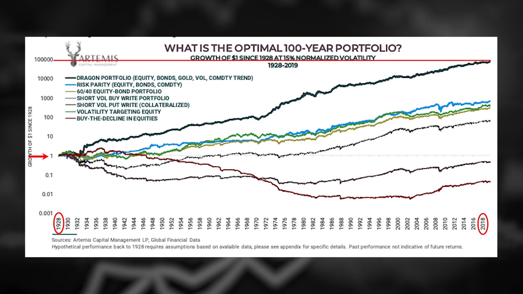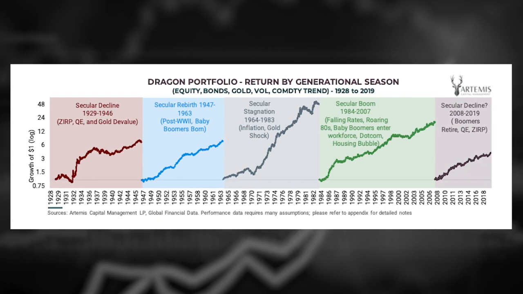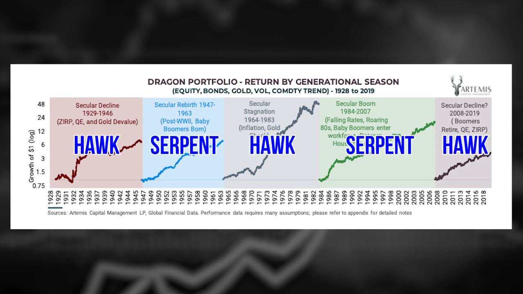$100,000. What's even more incredible is if you look at the time frames we discussed in steps 1 and 2, the Dragon portfolio does extremely well regardless of whether or not we're in a serpent cycle or a hawk cycle. And to take it a step further, the hawk cycle can be inflationary or deflationary, the complete opposite of one another, and the Dragon portfolio still crushes it.